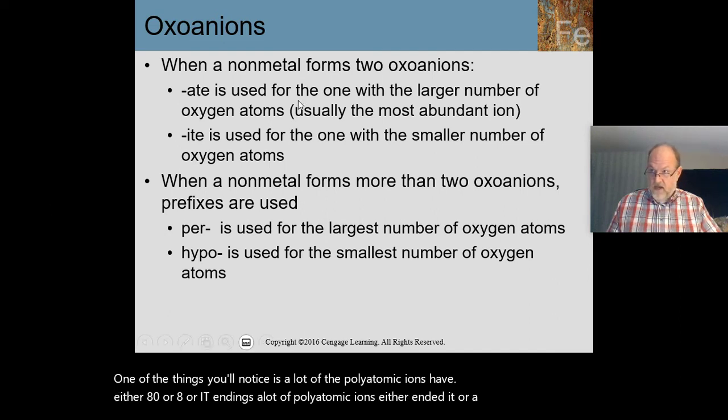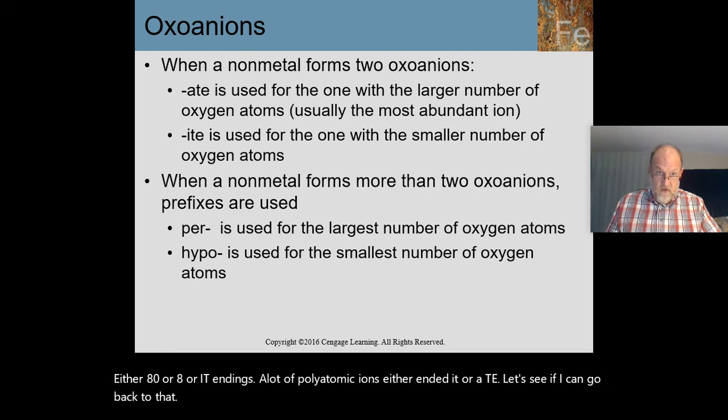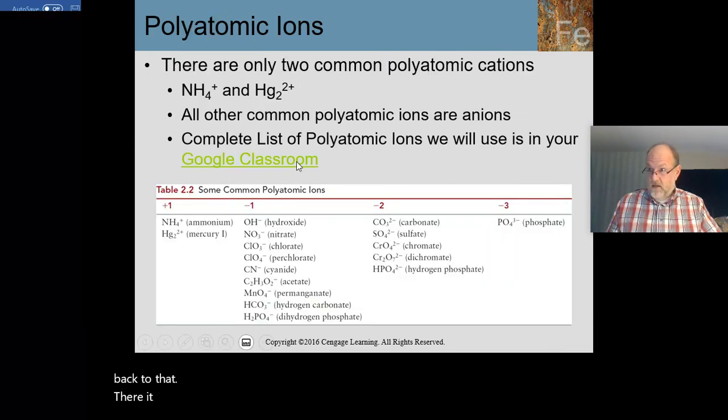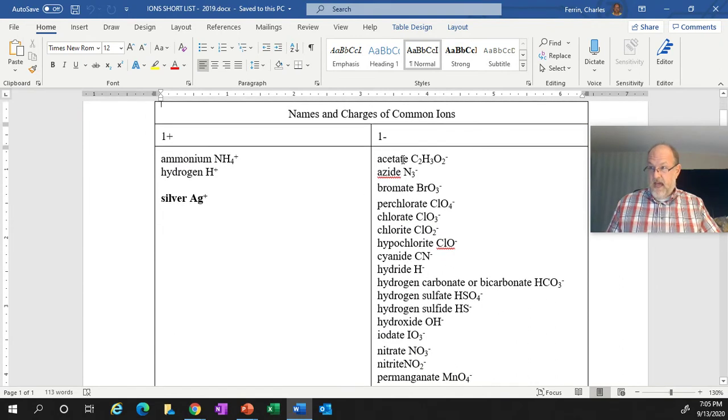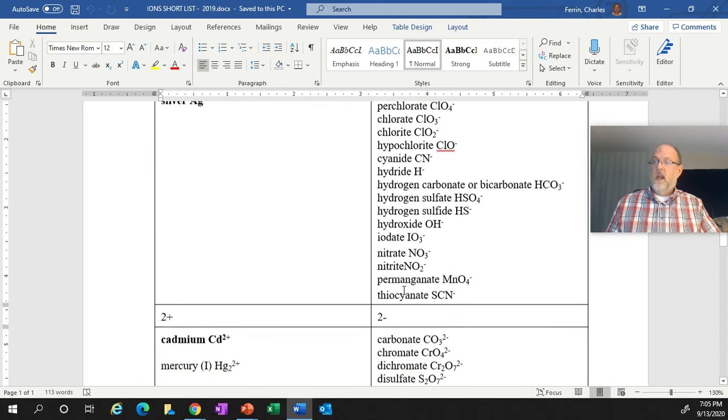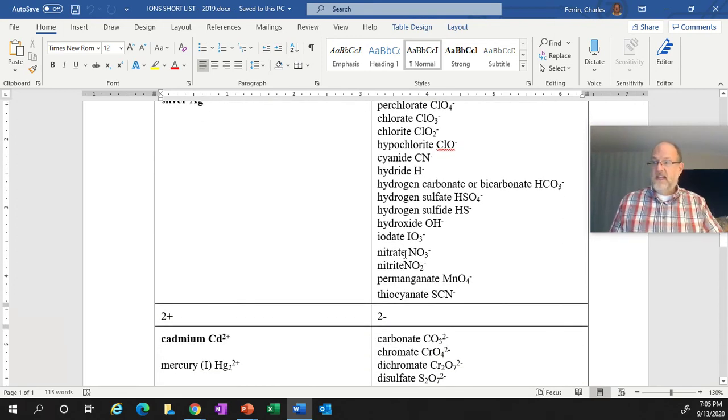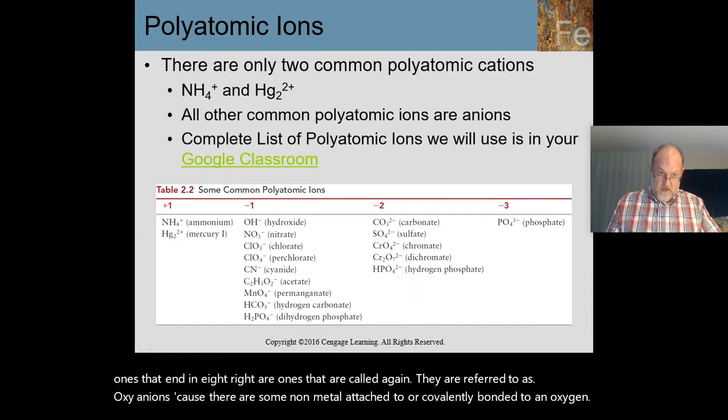So let me go back to that table. There it is. Look at all these anions. Acetate, azide is an exception, bromate, chlorate, chlorite, cyanide, exception, hydride. We already mentioned the hydride weirdo. Carbonate, sulfate. So you see a lot of them end in ate or ite, and a lot of the ones that end in ate or ite are referred to as oxyanions because they're some non-metal covalently bonded to an oxygen. So let me go back to where we were.